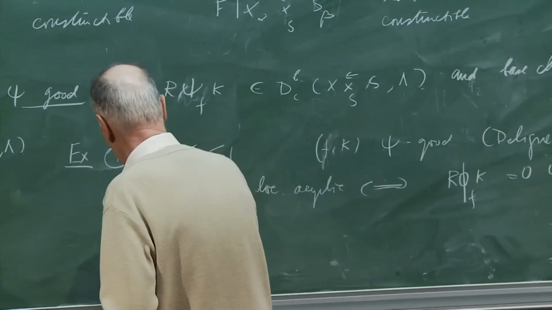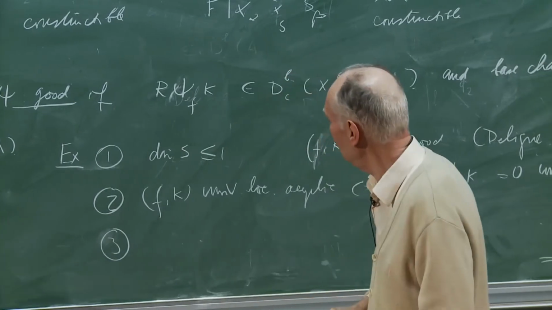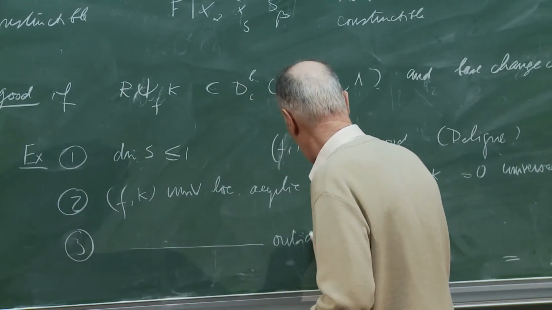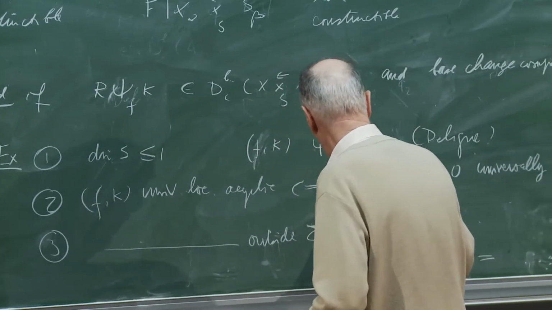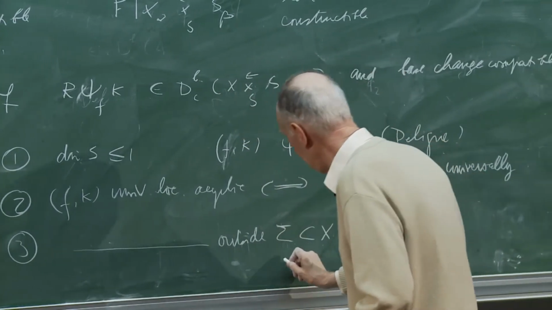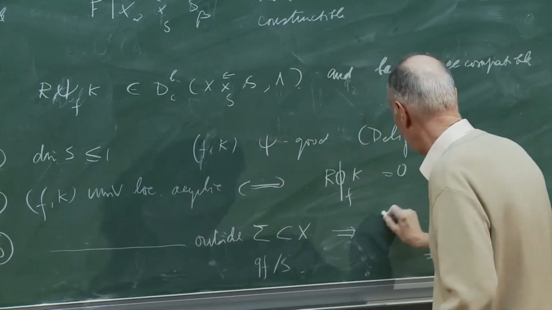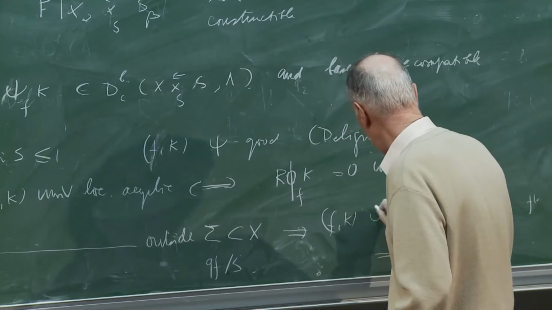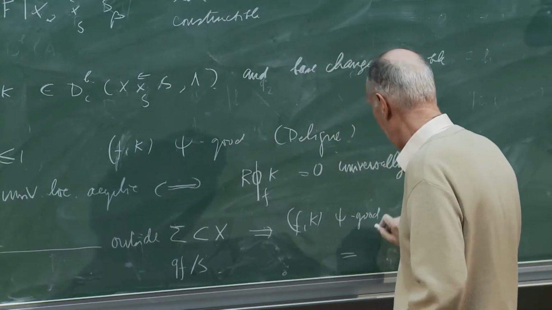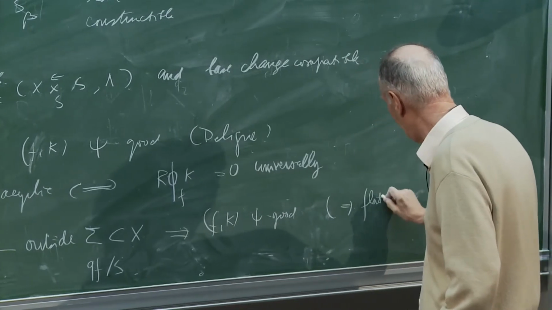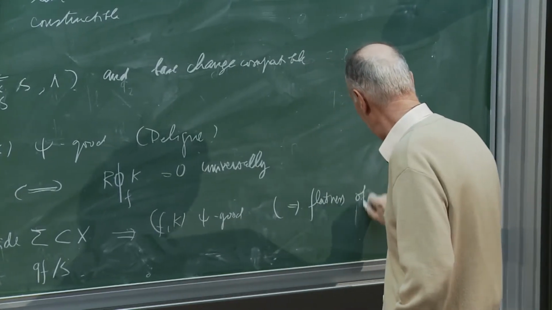And 3, which was of use to him, suppose it's universally acyclic outside sigma in X, which is quasi-finite over S. Then F K is psi good. And this implies the flatness of phi in his notation.